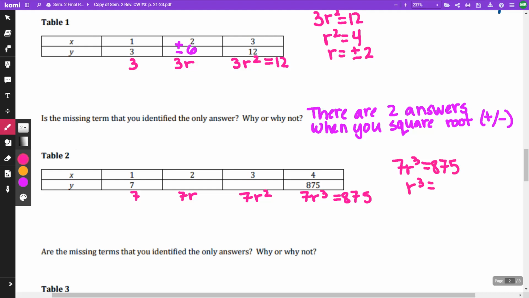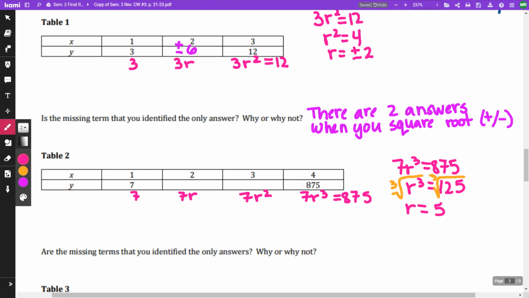I'm going to divide both sides by 7. So let me see, 875 divided by 7 is 125. And then I'm going to take the cube root of that. Now, when I take the cube root of anything, I'm only going to get one answer. Any odd root, I get one answer. I don't get a positive and a negative. So in this situation, r is equal to 5, only 5.